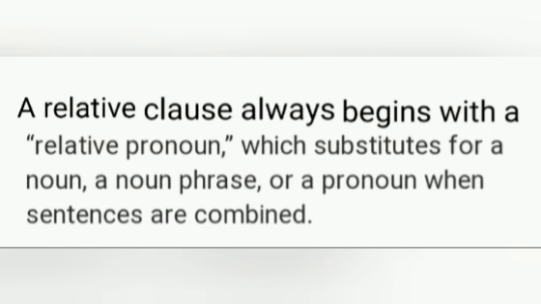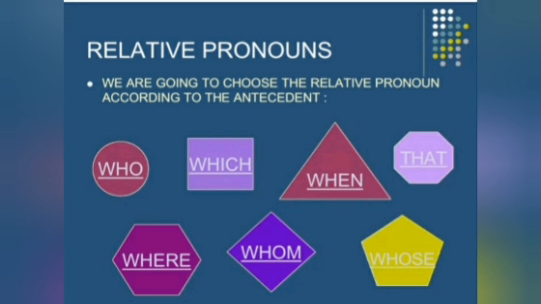So we can say a relative clause always begins with a relative pronoun, which substitutes for a noun phrase or a pronoun when sentences are combined. The relative pronouns are who, which, when, that, where, whom, and whose. So we'll take all the pronouns one by one.